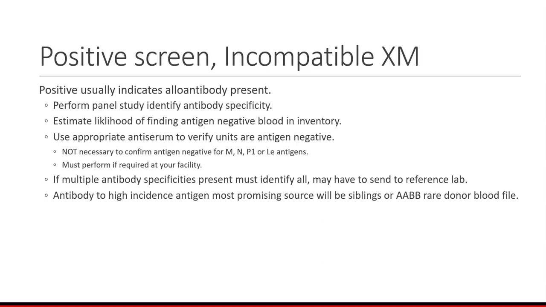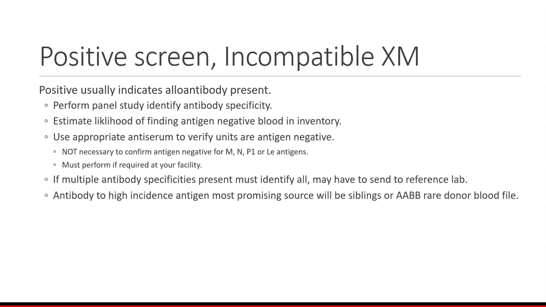Now, you need to meet or exceed the AABB requirements, so at your facility, maybe they do mandate that these units be phenotyped for the antigen. But in general, for these antibody specificities, we rely on the cross-match. If multiple antibody specificities are present, you have to identify all of them, which means you may have to send your sample to a reference lab. In my practice, sickle cell patients are like super responders, and it's not unusual for them to have multiples.